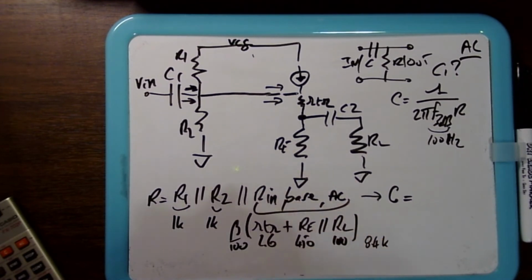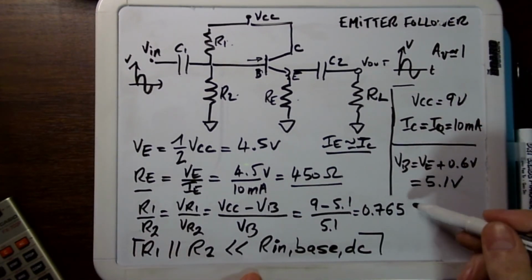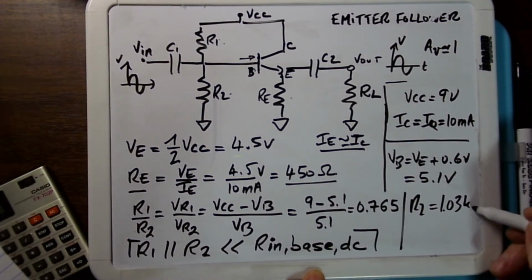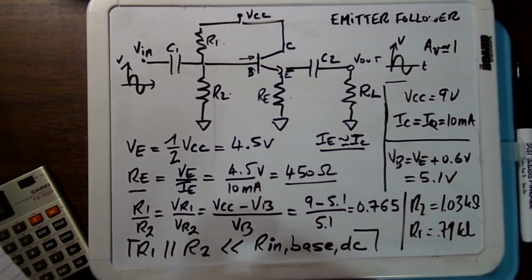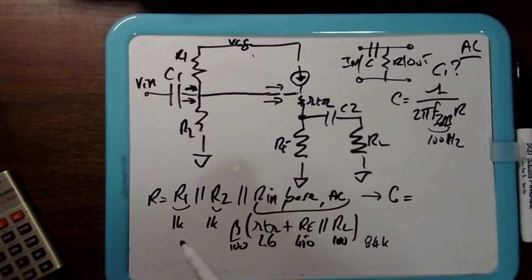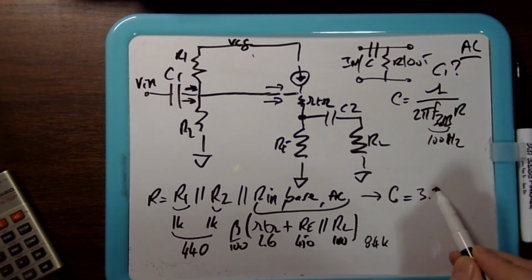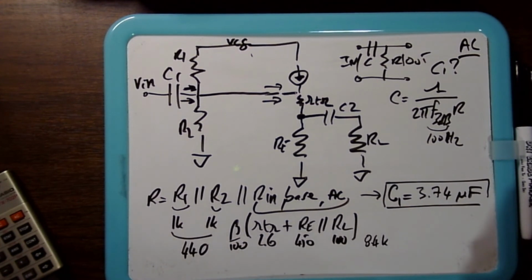And let me get it exactly. Let me put R1 and R2 here, because otherwise I'm not going to remember. R2 was equal to 1.03K ohm. And R1 was equal to 0.79K ohm. Okay, so this is about 440, I think. And I think you end up with C equal to 3.74 microfarad for C1. I'm not completely sure it's correct. I mean, this is the right value, but I'm not sure about this one.